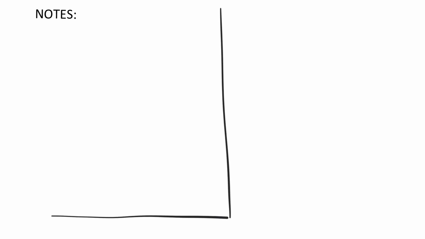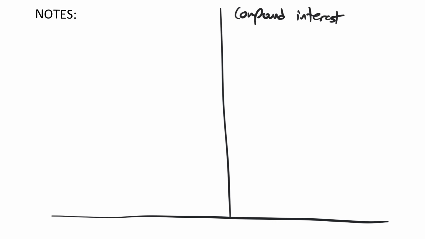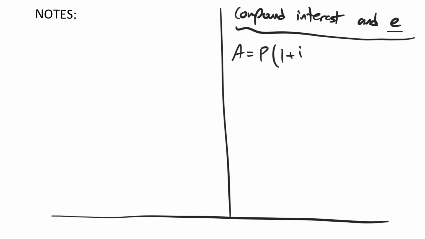Now we'll take some notes on this real quick. This was sort of an introduction to compound interest. And we also looked at the number e. So for compound interest, the formula is A equals P (1 plus i over n) to the power of nt.